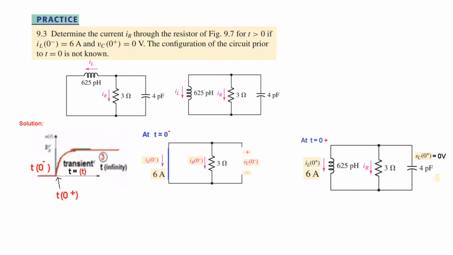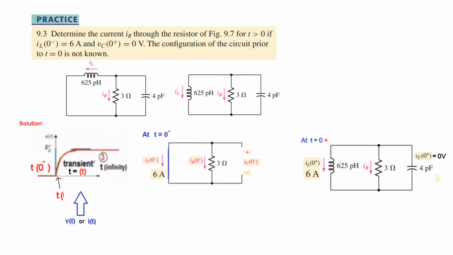Now we go to 0 plus, just after. Although the inductor will no more remain short circuit, because now we are entering into the transient phase, we are just at the beginning of it. Although the inductor is not short circuited, the current through the inductor will not change. Whatever was at 0 minus, the same current will remain, so this is 6 ampere. In the question it is given that VC(0+) is 0 volt, that is, the voltage across the capacitor is 0 volt, so it is starting from 0 volt.